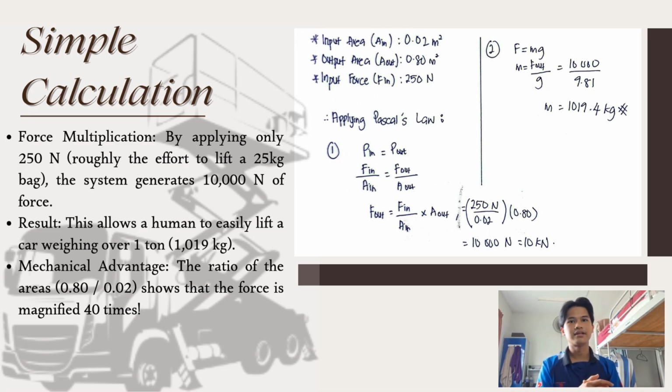Next, using Newton's second law, F = mg, we calculate the mass the system can lift. The hydraulic lift can support a mass of approximately 1019 kilograms, which is about 1 ton. Lastly, the mechanical advantage is obtained from the ratio of the output area to the input area, since 0.80 divided by 0.02 equals 40. The system magnifies the force 40 times, making it easier to lift heavy vehicles with a small effort.